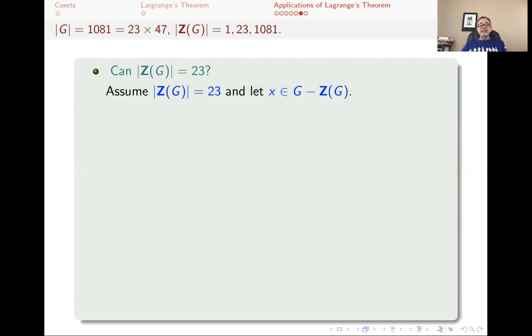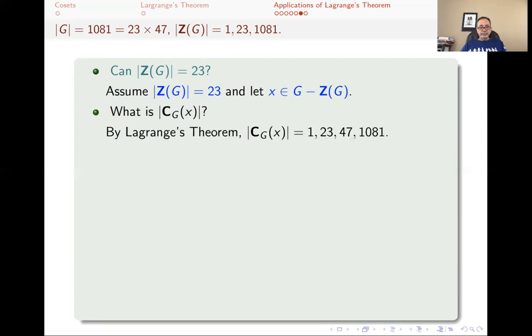So assume that the size of the center of G is 23, and pick an element, again as before, not in the center. And again, ask, what's the centralizer? You see a pattern. This is the kind of thing we ask. What's the size of the centralizer of X in G? How many elements could possibly commute with X? By Lagrange's theorem, again, the size of the centralizer is either 1, 23, 47, or 1081. What elements do we know in it? Well, we know that every element of the center is in it. So that's 23 elements. And we know X is in it.